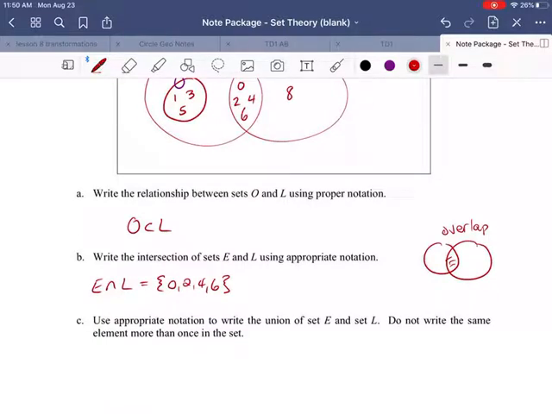And the last one is going to be the union of set E and set L. An important thing to note, do not write the same element more than once in a set. Okay? So E union L is equal to, and this is going to be all the numbers that are present. So 0, 1, 2, 3, 4, 5, 6, and 8. That's all of them.